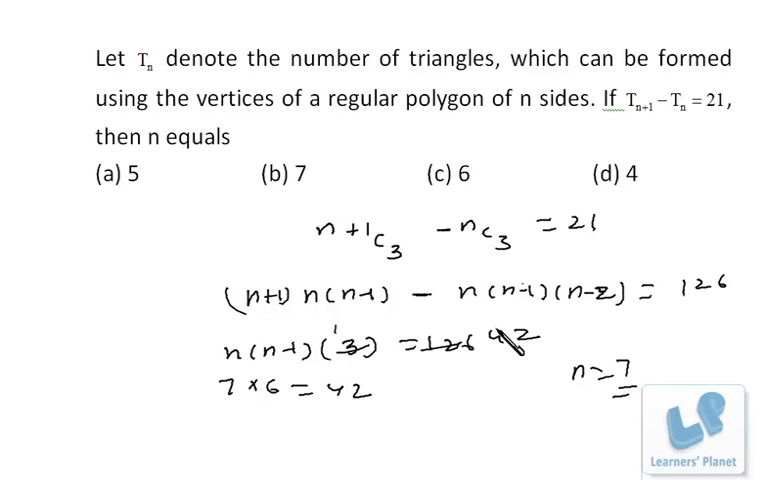Either way you can go, right? This is also a small method. You won't take much time if you are conceptually clear, right? So n is equal to 7 is the correct answer. I hope you are clear.